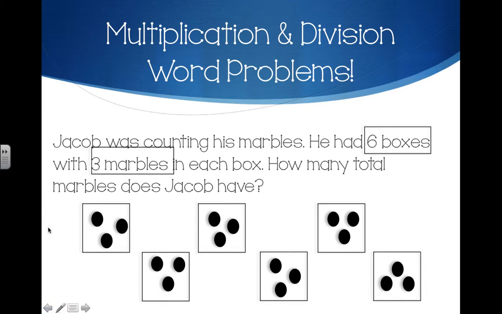Let's skip count by 3s. 3, 6, 9, 12, 15, and 18. Our product for this word problem is 18. Does anybody know what the multiplication equation would look like? If you said 6 times 3 equals 18, ding ding ding, you are correct.